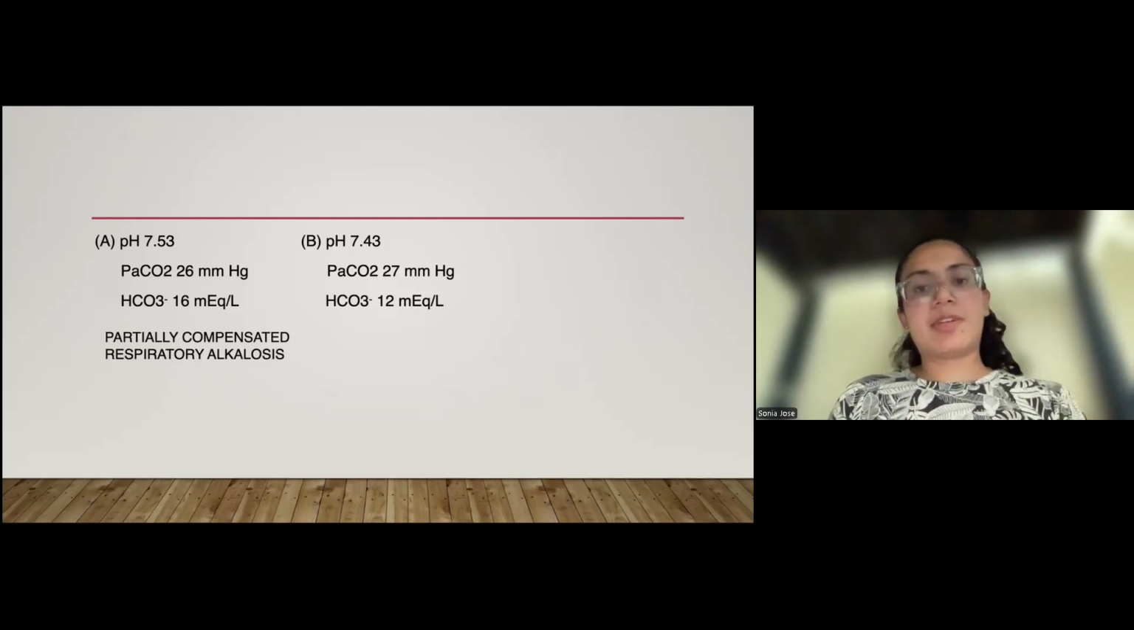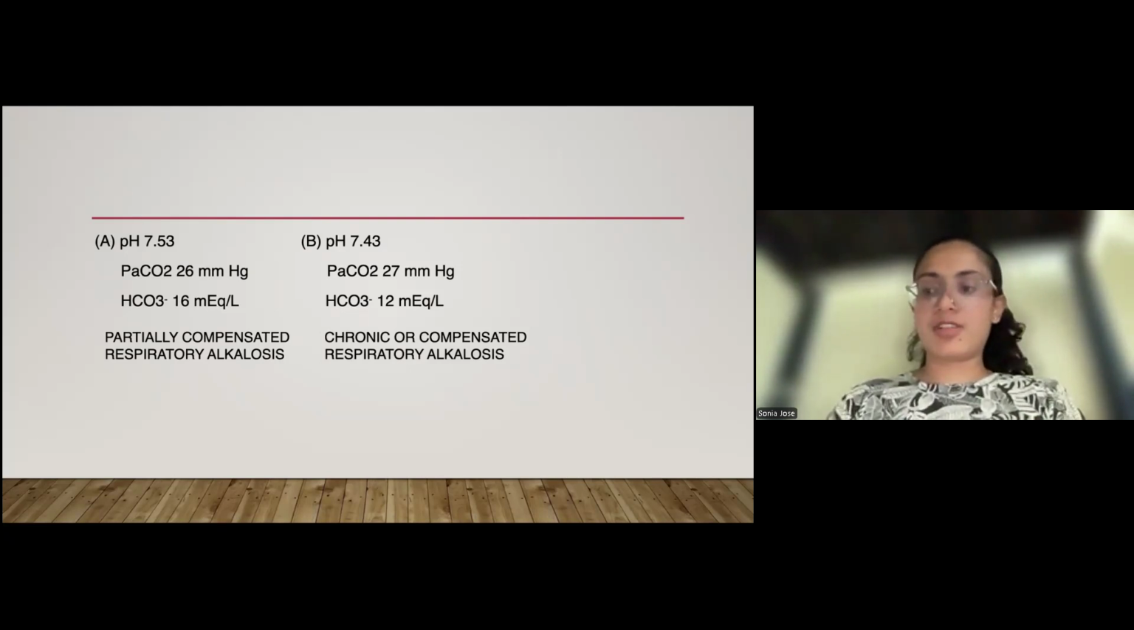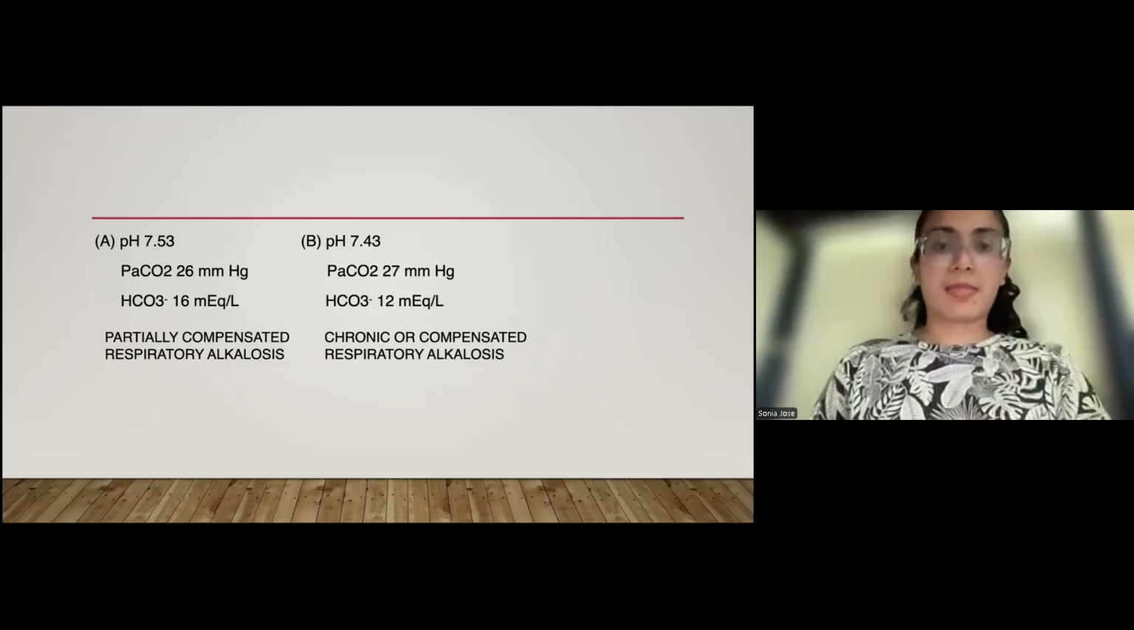Similarly, in the next question, we can see it is the same respiratory alkalosis, but the HCO3 has come down some more, decreased some more, so that the pH is in the normal range. It is 7.43, so it is between 7.35 and 7.45. So it is a fully compensated respiratory alkalosis. Okay, you understood? Everyone understood? Yes.